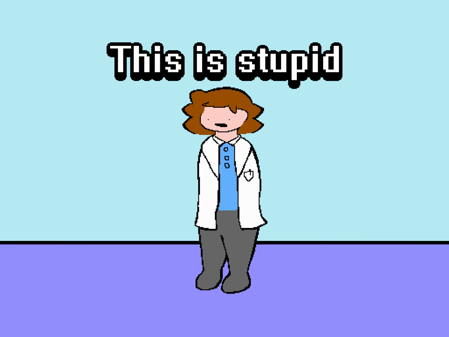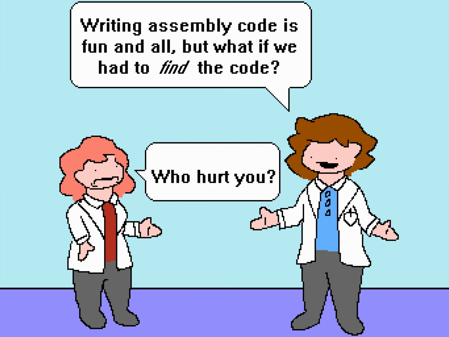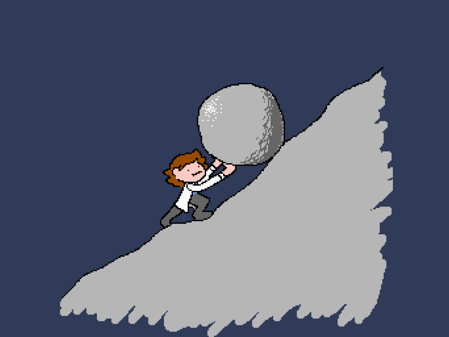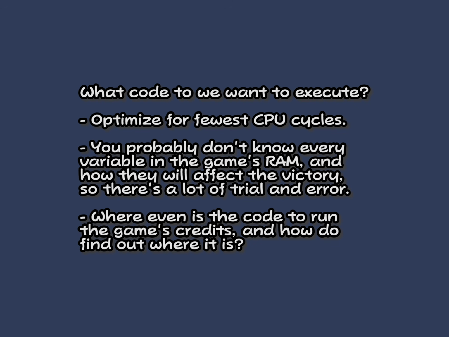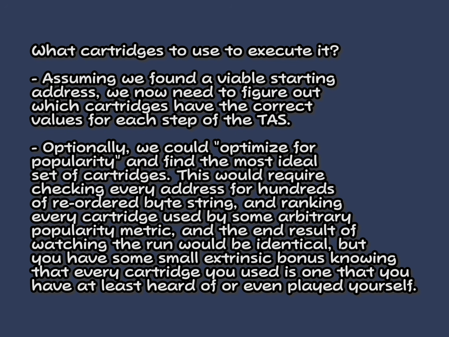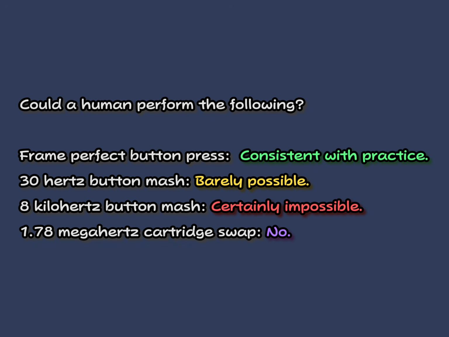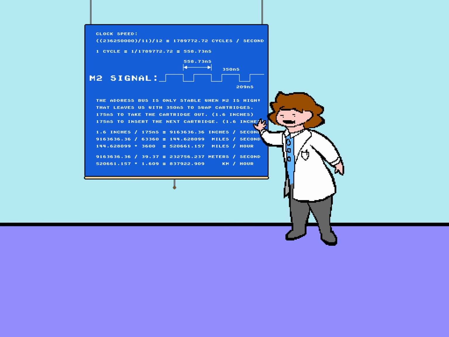And finally, let's address the elephant in the room. This is stupid. This is the most convoluted way I could imagine to execute code on a console. It requires tremendous work to determine exactly what code you want to execute, what address to execute it at, and which cartridges can be used to execute it, and that's assuming it can be executed at all. It is a method that is so far beyond the realm of human viability that it would require moving cartridges at multiple hundreds of thousands of miles an hour, breaking the record for the fastest man-made object.